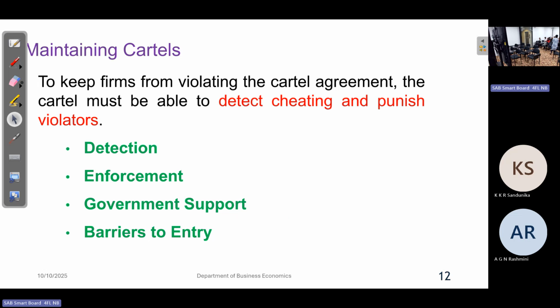Okay. Now I will give you some time to discuss with your friend and come up with an answer. Why is cartel not beneficial for an economy? Can you discuss and tell me why cartel is not preferred?